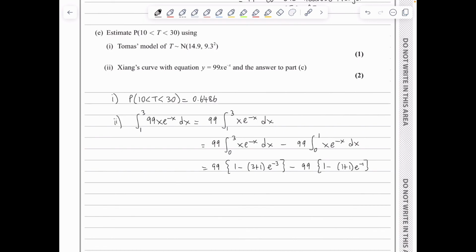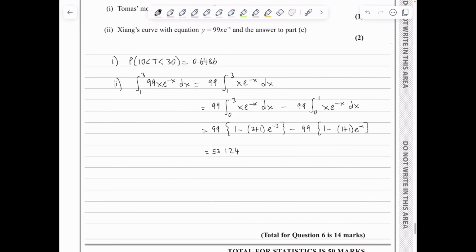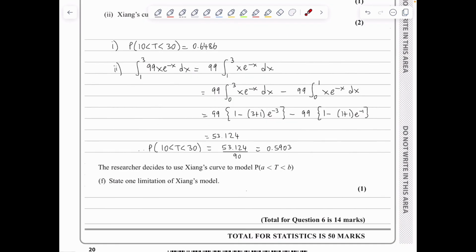If I plug this on the calculator, I get 53.124. So it's 53.124 out of the total of 90. So the probability of 10 less than t less than 30 is equal to 53.124 over 90, which gives an answer of 0.5903.